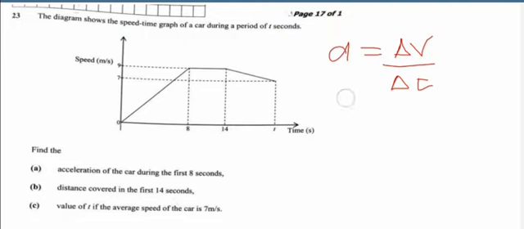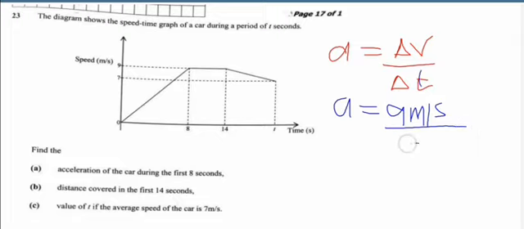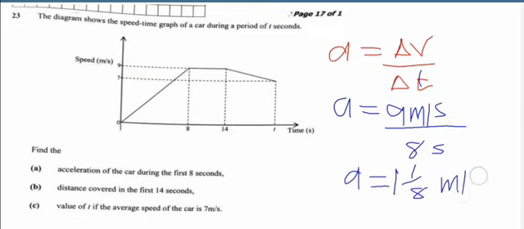So now in this case here, we are finding acceleration. So acceleration is going to be equal to the change in velocity or speed. It is this one here, which is the final velocity, which is 9. So we are going to say 9 meters per second, then divided by change in time. In this case, they are saying in the first 8 seconds. So we need to divide by 8 seconds. Then our answer is just going to be 9 over 8 meters per second squared.